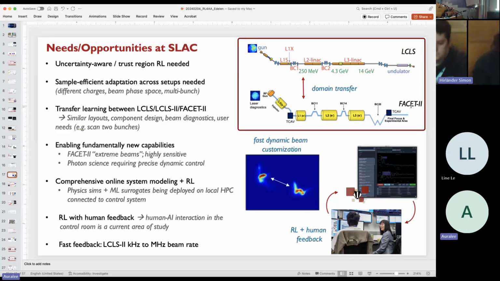Facet is feeding plasma-based acceleration experiments, where there's the additional problem of trying to then optimize acceleration through a plasma, which is very challenging to control and very sensitive to the upstream beam conditions. There are also interesting opportunities to have RL or other algorithms contribute to fundamentally new capabilities.